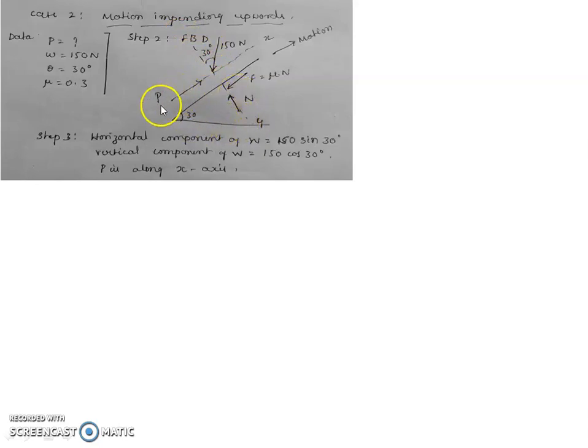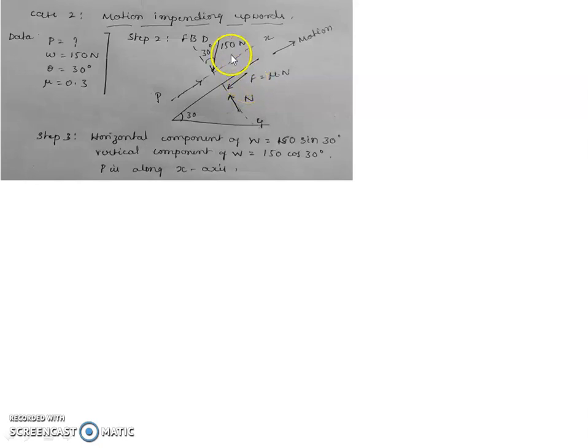And this pressure P, what is required to push the block upward, that is, to make the body move in the upward direction, what will be the P required, we have to find. Due to this weight, normal reaction will be developed in upward direction along the y-axis, and since the motion is upward in this problem, I consider the friction in downward direction.